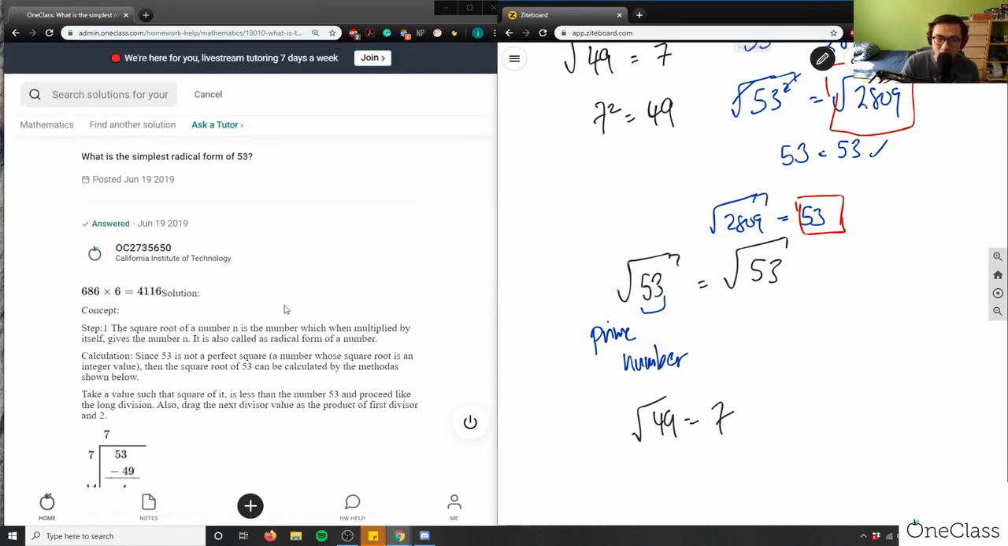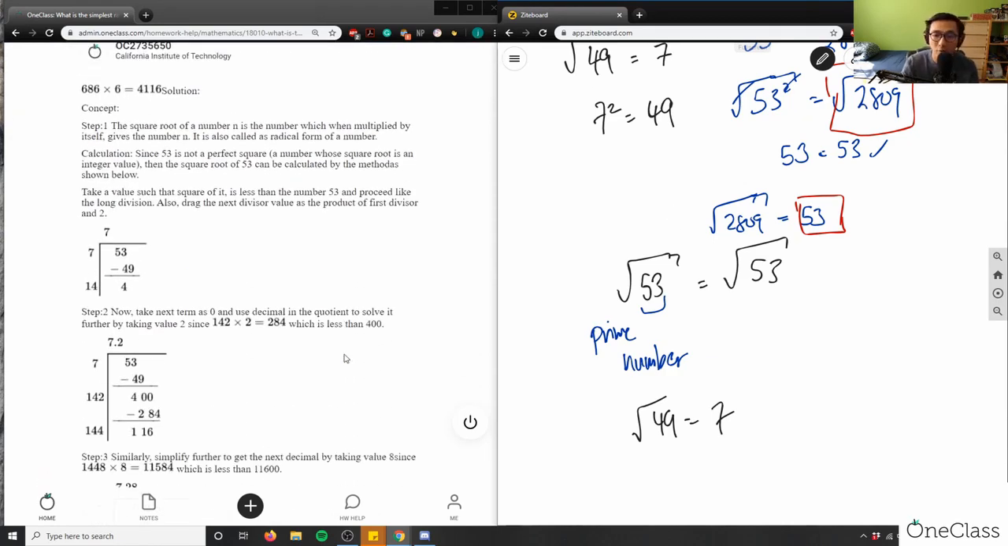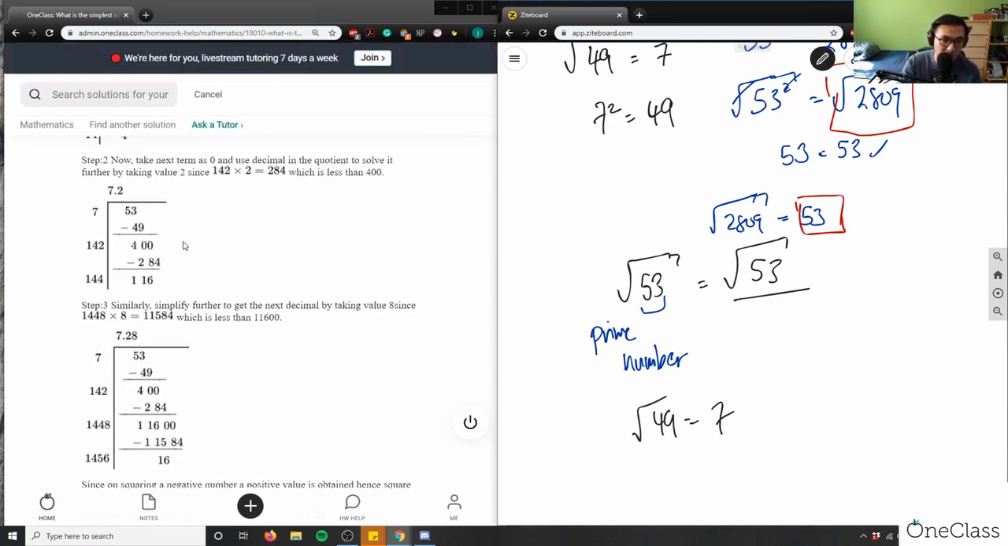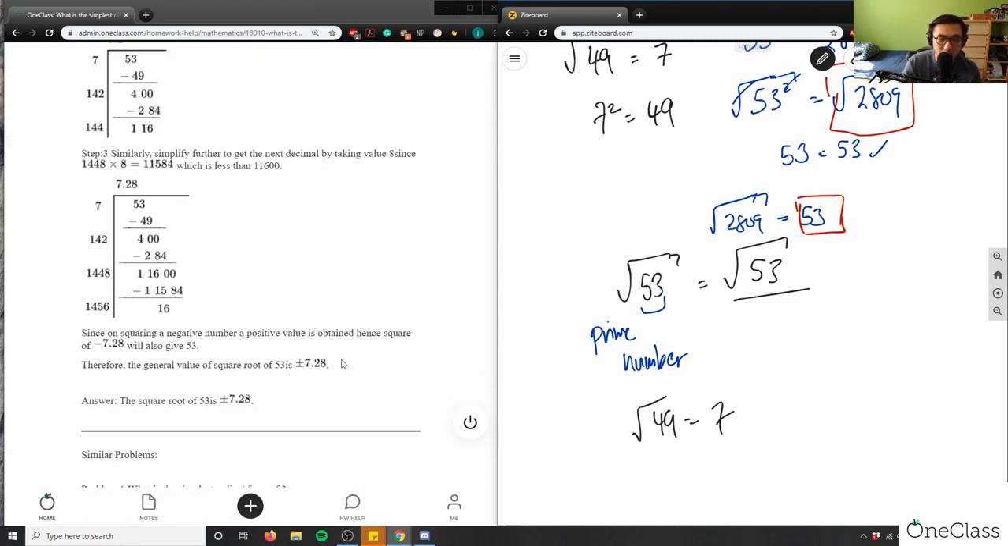But when we talk about simplest radical form, we want it to be in a true radical form, right? So we really don't want decimals. The simplest radical form is simply root 53. If you want to solve for the decimal, you would either use a calculator or use this solution here, which is correct. Basically, they're plugging in 7 and figuring out, by a kind of reverse division, what the 2 decimal places are. So you get 7.28 as the square root of 53.